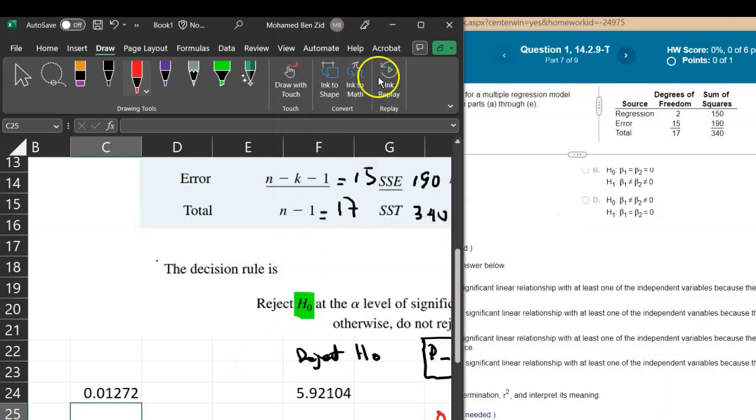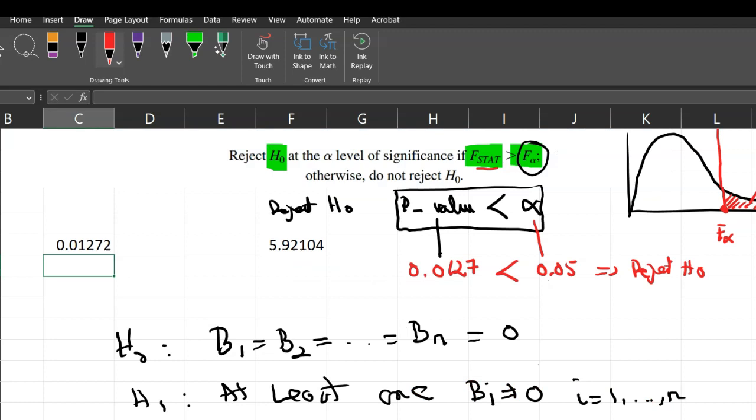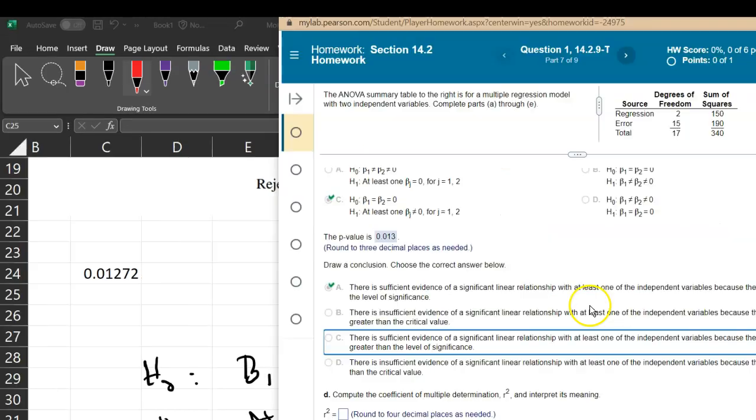So again, on the previous question, why do we want to reject? Because this is a proof that we are rejecting H0, which means not all the slopes are equal to 0. All right, we are rejecting this. So at least one of them is different than 0. That means there is a regression or linear relationship. All right. Okay, so now we are looking for r squared.